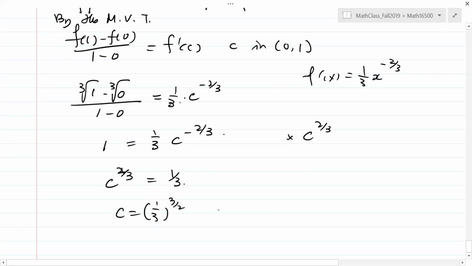So this is indeed a number in the interval from 0 to 1. We are okay. The mean value theorem holds for this particular function.